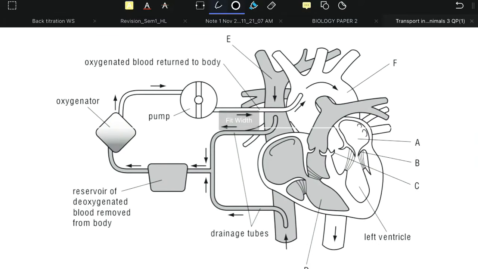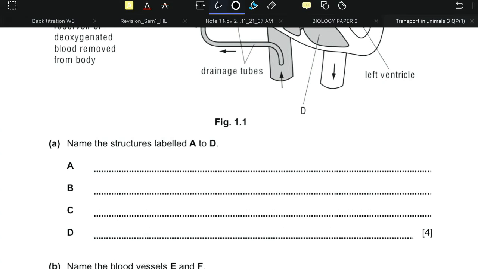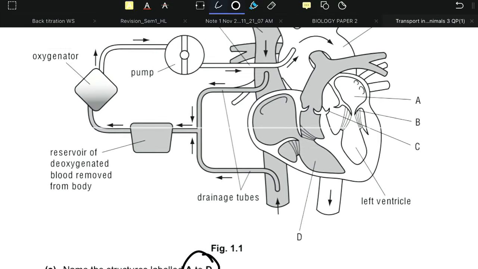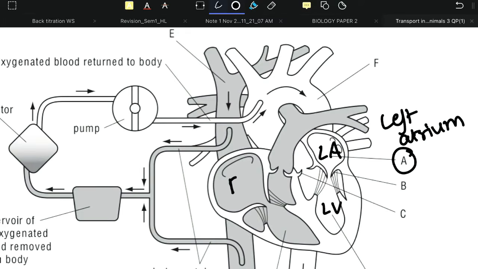All right, so you have your figure here. Name the structures labeled A to D. That's the first question, A to D. So A, as you can see, is the left atrium, right? It's the first one. Always when you're doing these types of labeling questions, I would suggest just writing it like this: LA, LV, you have RA and RV, right? You have left atrium as the first one.